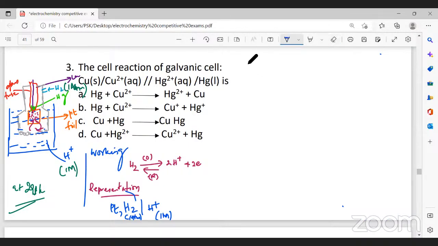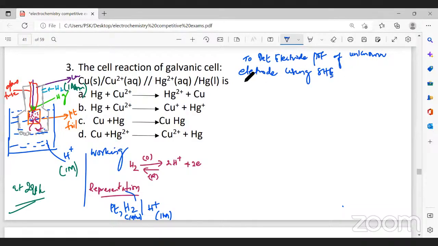Now, to determine the electrode potential of the unknown electrode using the standard hydrogen electrode. This is the question: how do we determine the electrode potential? This can be asked. The standard hydrogen electrode is important, and this also can be asked. What we're learning today is important.